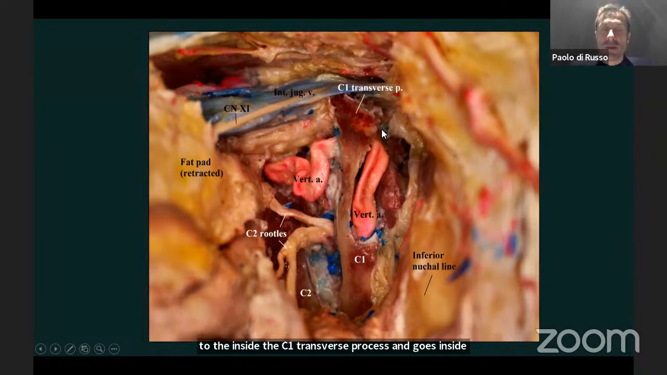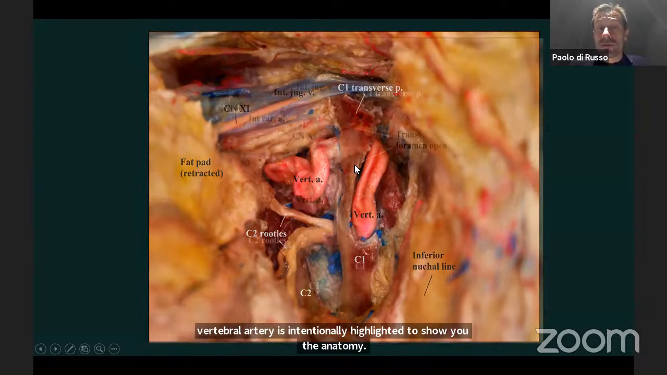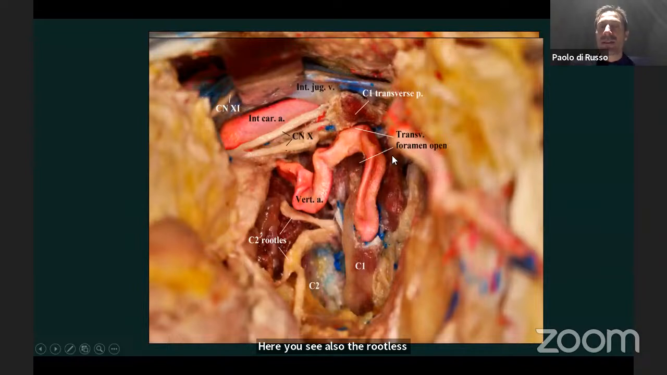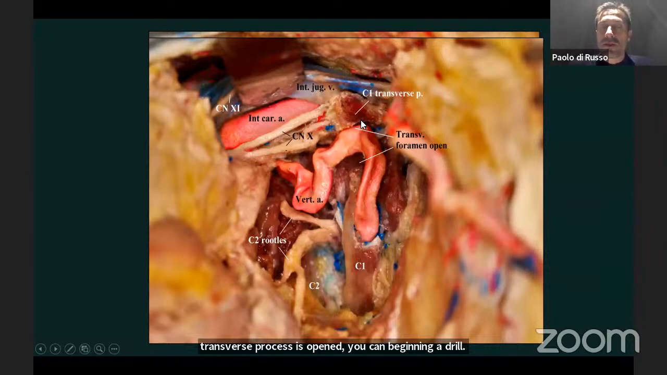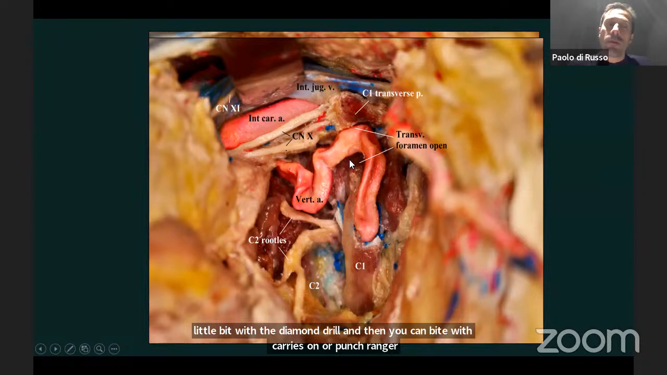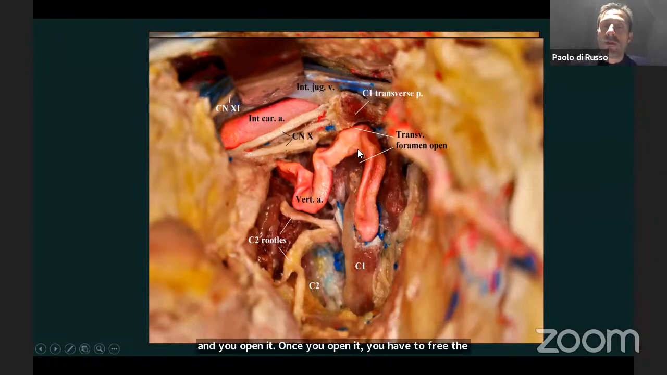In this picture, the vertebral artery is intentionally highlighted to show you the anatomy. Here you also see the rootlets of the C2 nerve. Once the C1 transverse process is exposed, you can begin to drill a little bit with the diamond drill, and then you can bite with the Kerrison punch, and you open it. Once you open it, you have to free the vertebral artery from the soft tissue all around and from the feeding arteries to the muscle in that area, before eventually mobilizing it.